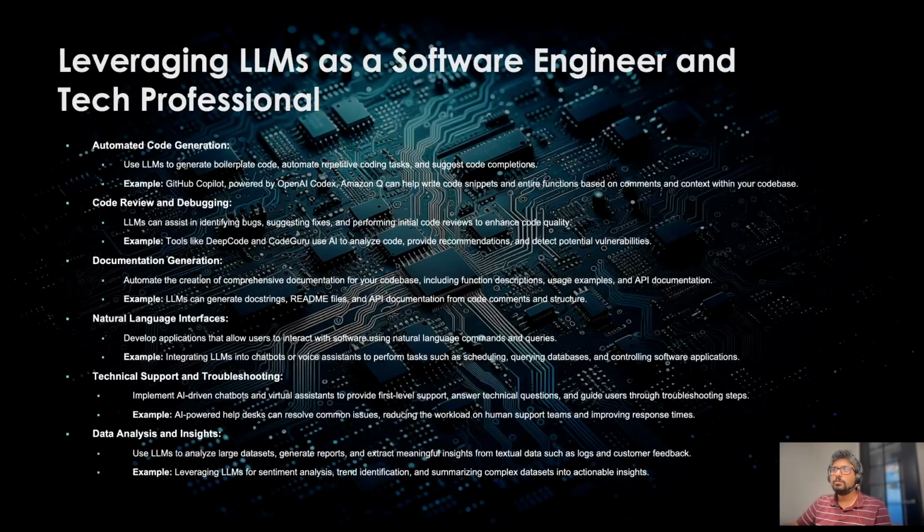Now let's see how we can leverage LLMs as a software engineer or a tech professional. Firstly, LLMs can be used for automated code generation, and it can significantly speed up development by handling repetitive tasks and providing code suggestions. For example, GitHub Copilot, Amazon Q, and AWS CodeWhisperer can generate code snippets based on comments.